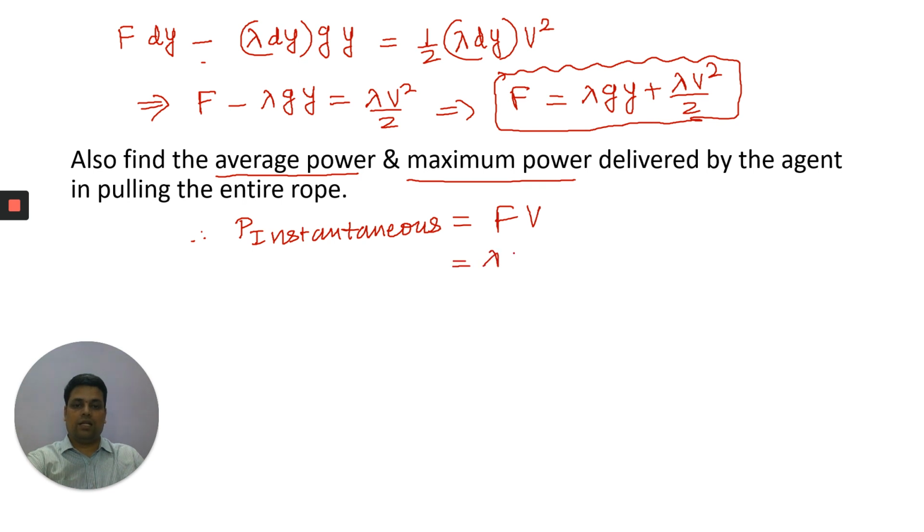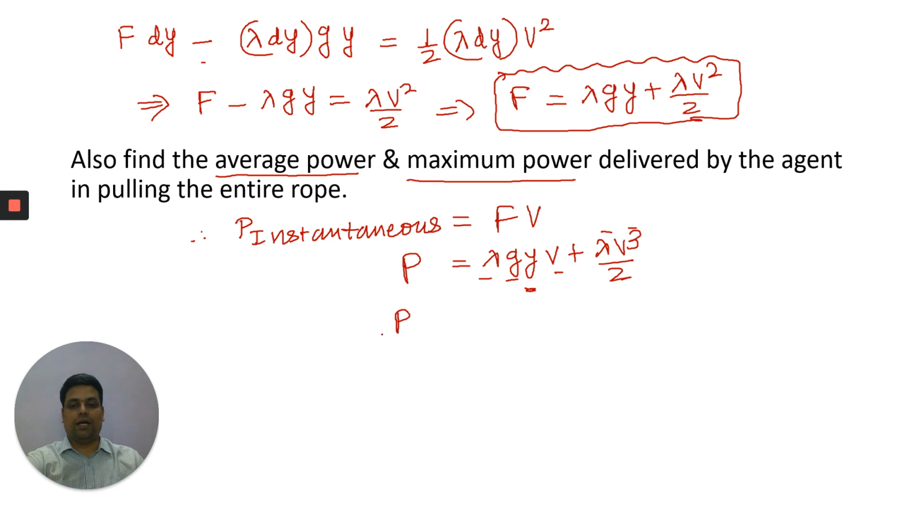That can be written as lambda g y v plus lambda v cubed by 2. So this is the power as a function of y. Everything else is constant; just y will decide the power.